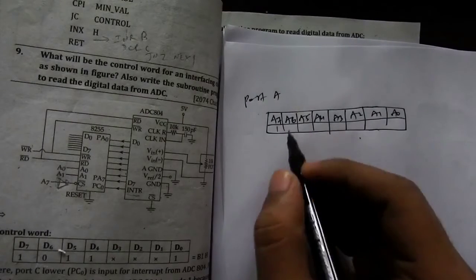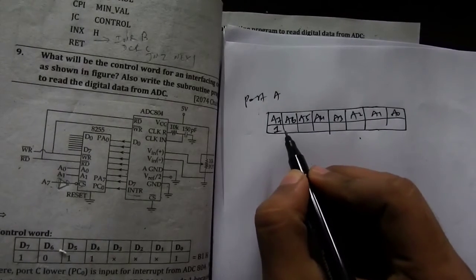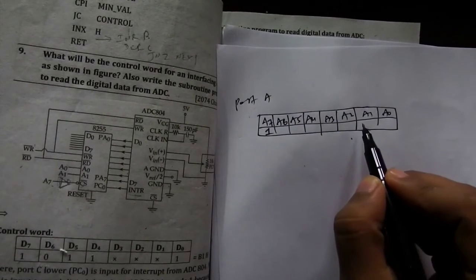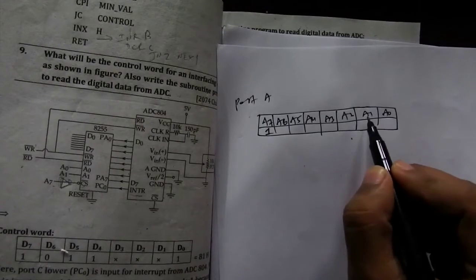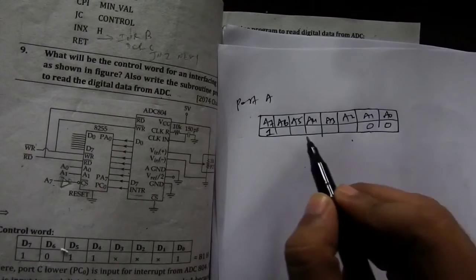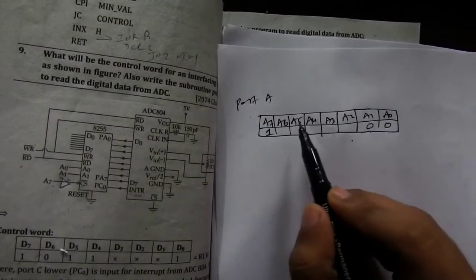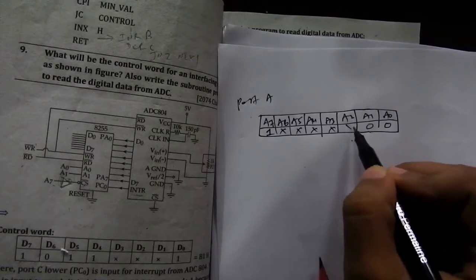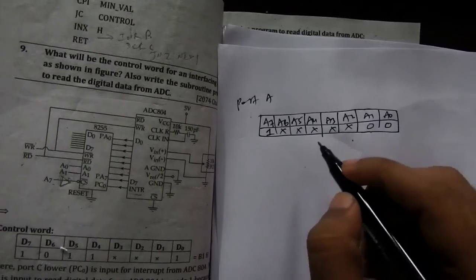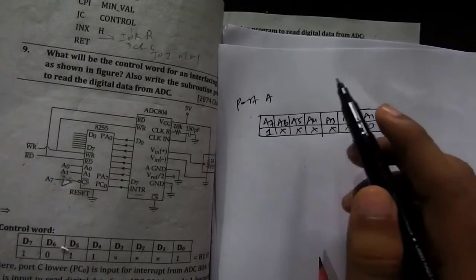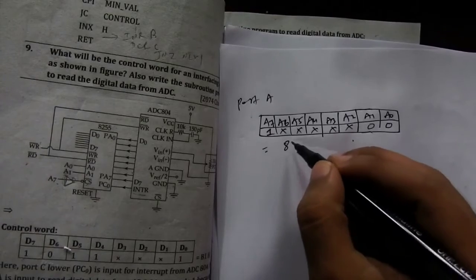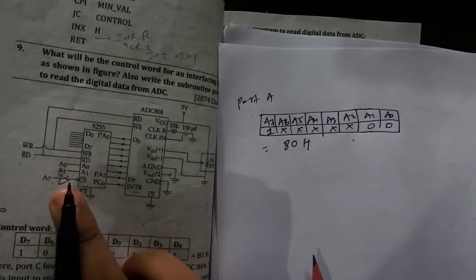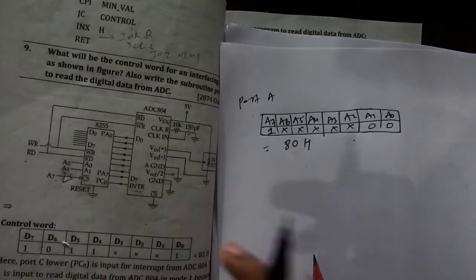Okay, so let me write 1 here, and in every case, in every writing port addresses, A0 and A1 will be 00, and no information is given for A2 to A6, so in that case this all will be don't care. So considering don't care as 0, the address of port A will be 80H. Okay, so as I said that there needs to be NOT gate, so keep that thing in mind.